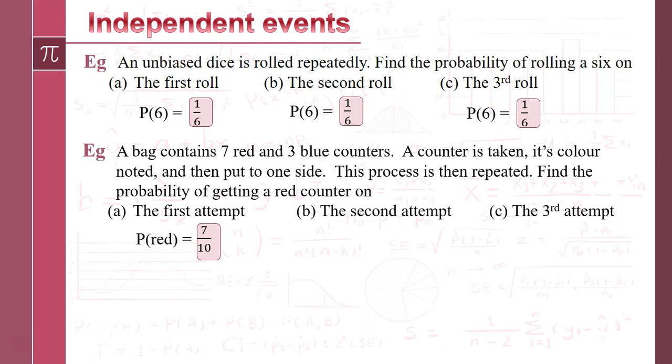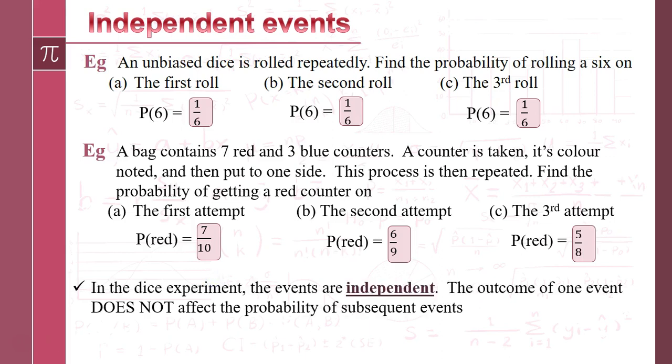On the second attempt, we've now got fewer counters in the bag, so we've only got 9 counters in the bag. There's now only 6 red counters in there, so the probability of getting red on our second attempt is 6/9. And on the third attempt, again, we've now got 1 fewer counter in there, 1 fewer of them is red, so we've now got 5 counters in there, and only 8 in total in the bag, so the probability is 5/8. The point being that the probabilities are changing.